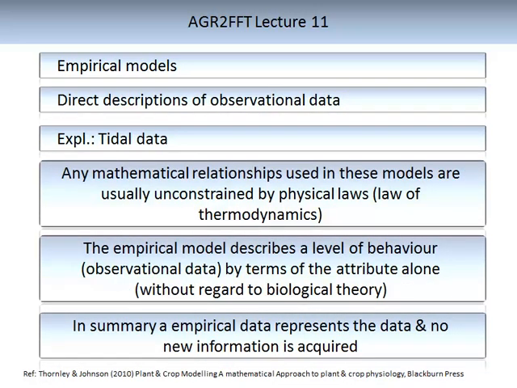Now let us move on to empirical models. An empirical model is a direct description of observational data. An example of an empirical model might be that of tidal data. Any mathematical relationships used in these models are usually unconstrained by physical laws, or the laws of thermodynamics. The empirical model describes a level of behavior, observational data, in terms of the data alone, with no regard to biological theory. In summary, an empirical model represents the data and no other information is required.